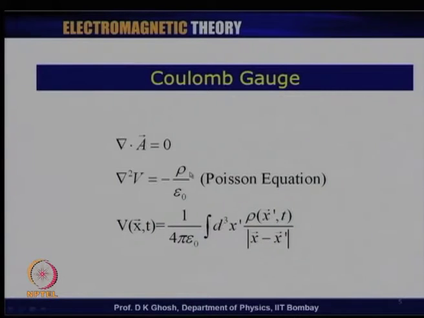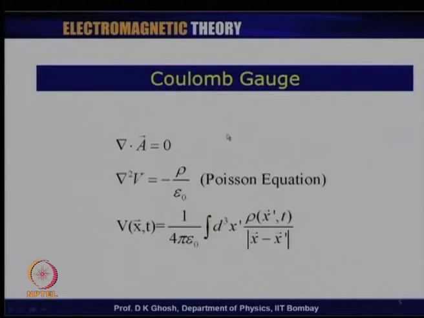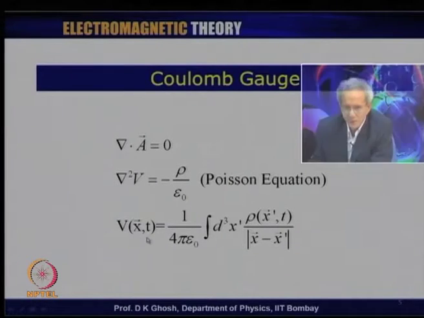If del dot of A equal to 0, then you refer to this equation. Notice del square V plus d by dt of del dot of A, which is now 0, is minus rho by epsilon 0. So, that tells me that del square V is equal to minus rho by epsilon 0. In other words, the potential V satisfies Poisson's equation.